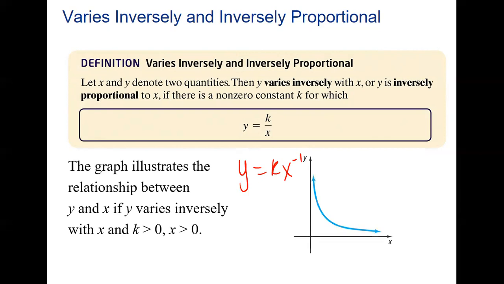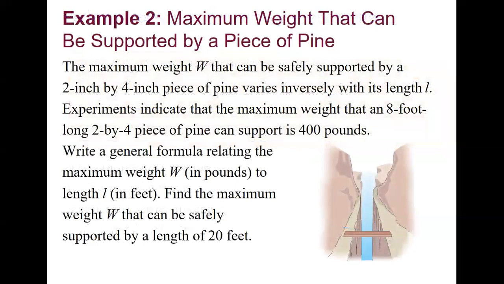Yes, ma'am. And that's because when we're talking about proportions, inverse, indirect variation, we're only looking in quadrant 1. Because typically, if they're real world situations, are we dealing with a lot of negative situations? No. All right, are we ready to do an inverse variation? All right, here we go.